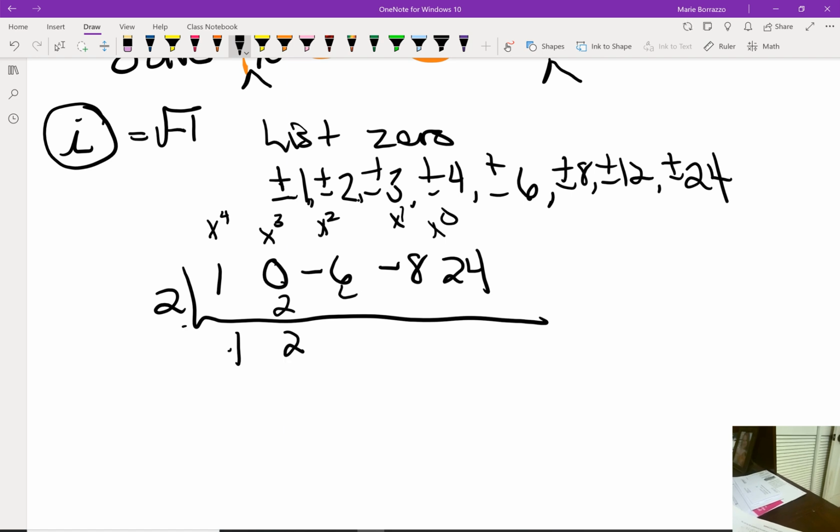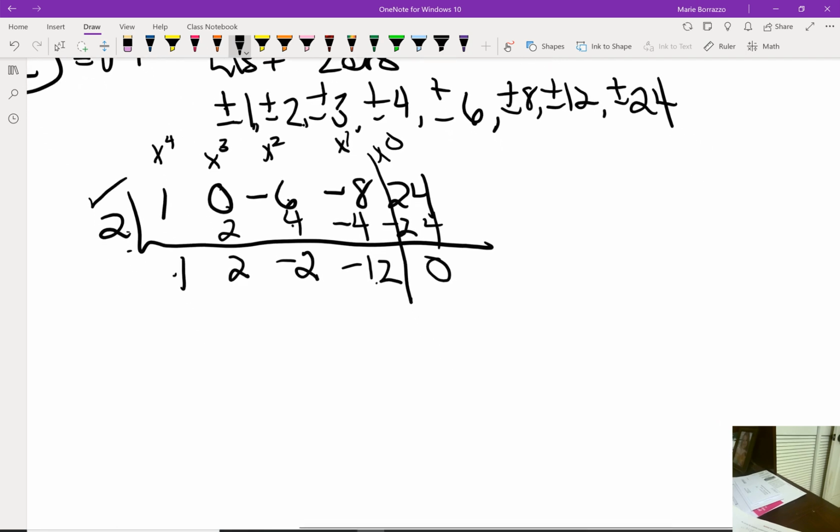2 and 2 is 4. -6 and 4 is -2. 2 times -2 is going to give me -4, which added together with the -8 is -12. And then 2 times -12 is -24. Hey, look, it's a 0. So this is one of my zeros of the equation.